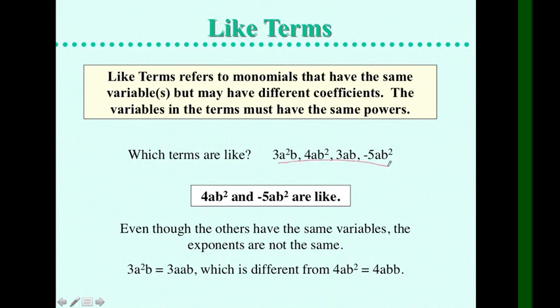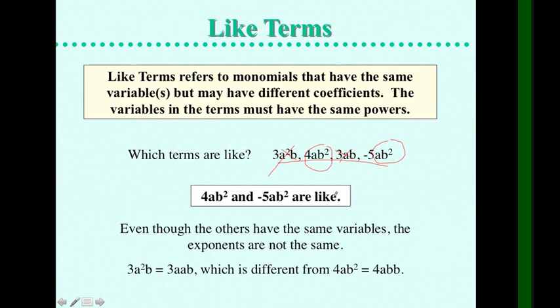So titignan mo yung kanilang literal coefficient. So dito, ab squared, pareho sila nitong ab squared. Unlike this one, ab, a squared b, so hindi sila pareho. So these are not the same or similar. So therefore, ab squared and negative 5ab squared are like. Kahit ano pa yung constant niya, for as long as yung kanyang literal coefficient ay pareho, so that we call them like or similar terms.